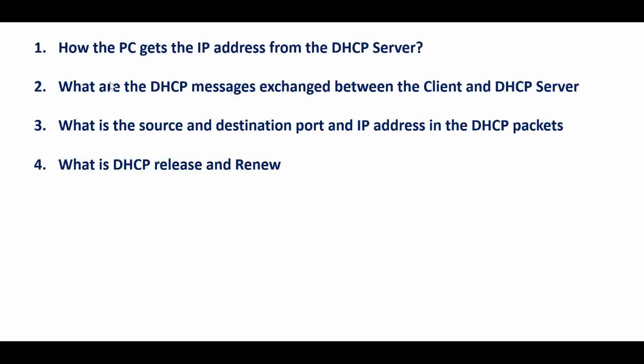These are some of the frequently asked questions: how the PC gets the IP address from the DHCP server, basically how the DHCP process works in order to get the IP address, and what are the DHCP messages exchanged between the client requesting the IP address and the DHCP server. That is the DHCP discovery, DHCP offer, DHCP request, and DHCP ACK, the acknowledgement from the DHCP server.